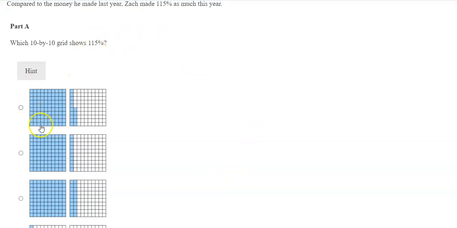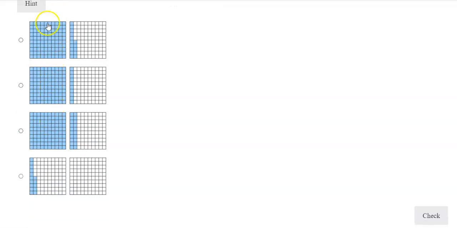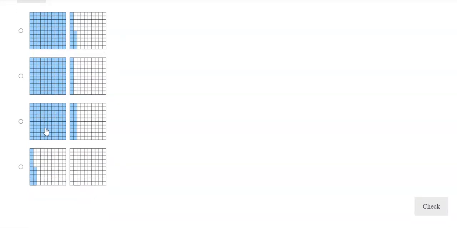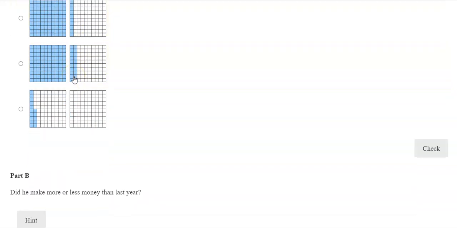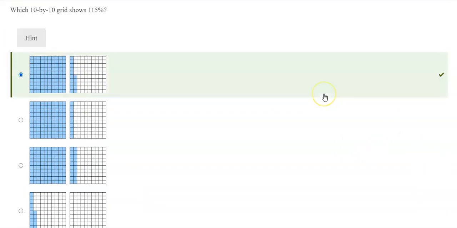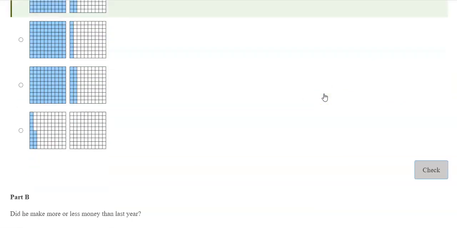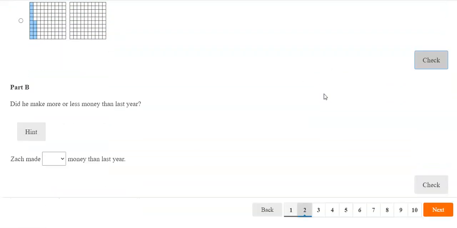So remember, one of these grids is 100. So it says 115. So I need to have one of them colored in because that represents 100. Then I need 15 more. So I'm looking at this one right here because this is 100, 10, 15. So 115%. So if you're doing it in your book, you need to color in one whole box and then 15 on the next one. Did he make more or less money than last year? He made more money than last year.